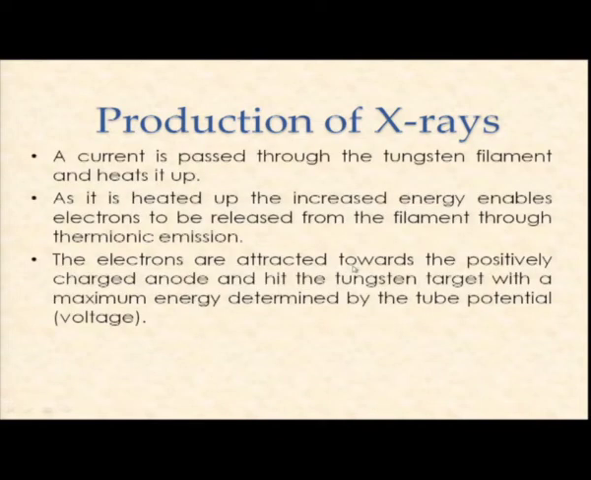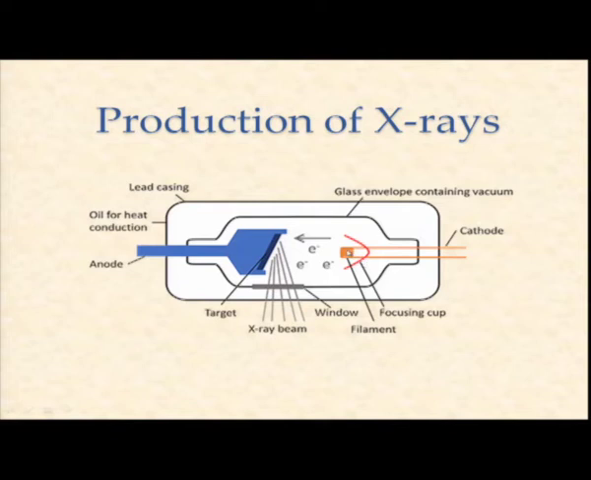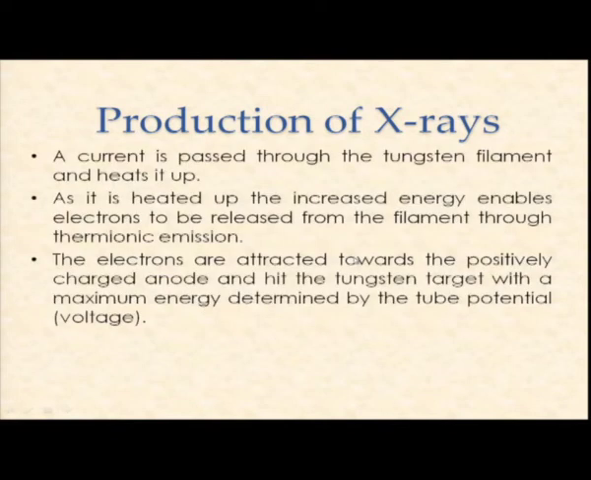A current is passed through the tungsten filament. This is the tungsten filament. Through that a current is passed, so that it heats up. As it heats up, the increased energy in the tungsten filament enables electrons to be released from the filament through thermionic emission. The negatively charged electrons will be attracted by the positive electrode.